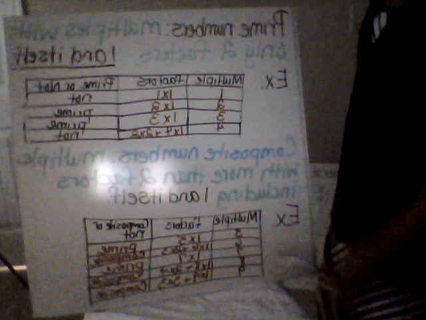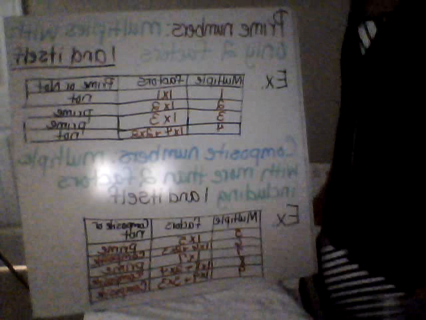If you think about 8, 1 would make 8, 2 can make 8, 4 can make 8, 8 can make 8. Well, that's 4 numbers. So since I have more than 2 factors that can make that multiple, 8, then 8 is a composite number. Remember, prime has exactly 2 factors, one and itself. Composite numbers have more than 2 factors.